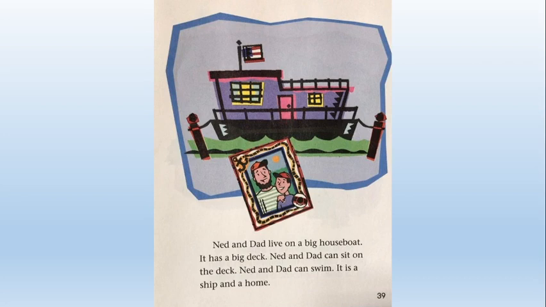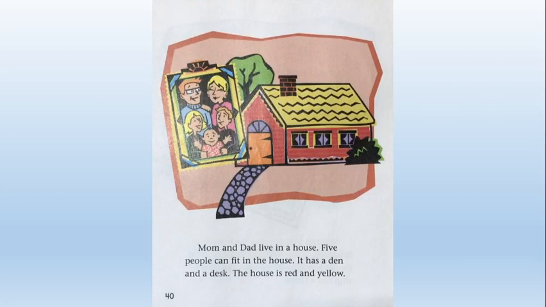Oh, and what's this? Yeah, this is a big houseboat. Who lives here? As you can see, Ned and Dad live on a big houseboat. It's a ship and a home at the same time. Also, of course, we have a house. How many people live in here? Five people. And what color is it? Red and yellow.